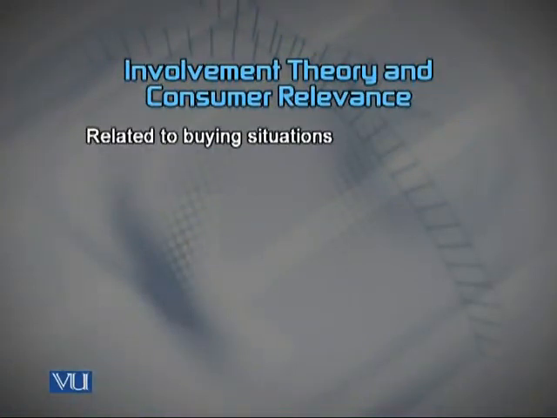Now, again, to finish it off and close it down, this idea about involvement theory and consumer relevance, I've already discussed impulse buying. Now, impulse buying is a category of buying situation which is on the spot. You've not thought about it, so you buy. Now, for that, you require a particular stimulus or cue which will trigger that off.